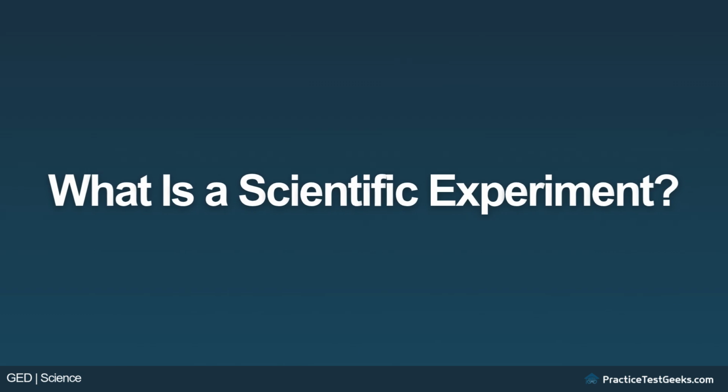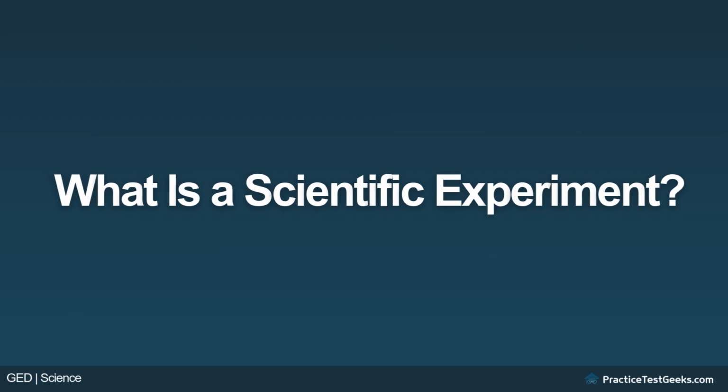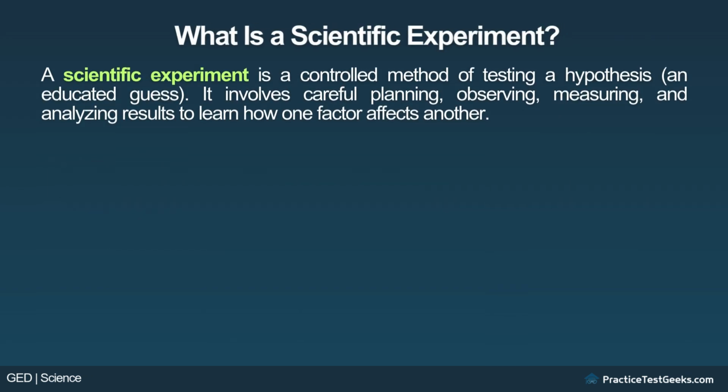Let's begin by understanding what a scientific experiment actually is. A scientific experiment is a controlled method used to test a hypothesis, essentially an educated guess. It involves carefully planning an investigation, making observations, measuring results, and analyzing those results to see how one factor affects another. Now, why do scientists perform experiments?